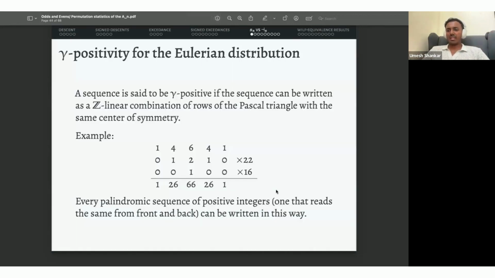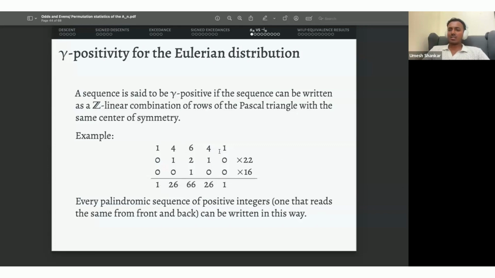Gamma positivity is something that the Eulerian polynomials satisfy. So what is gamma positivity? A sequence is said to be gamma positive if it can be written as a Z-linear combination of the rows of the Pascal triangle, adjusted so that their centers of symmetry match. For example, 1, 26, 66, 26, 1, which was the fifth row of the Eulerian triangle, can be written in this way.